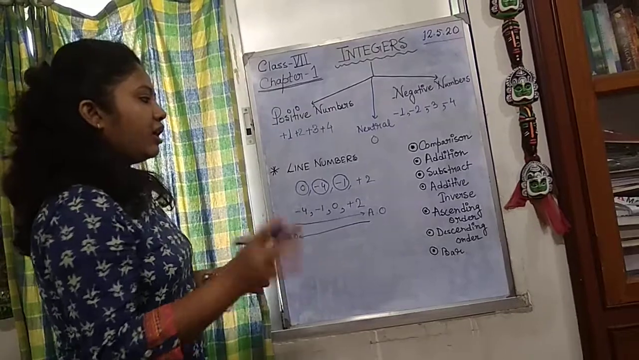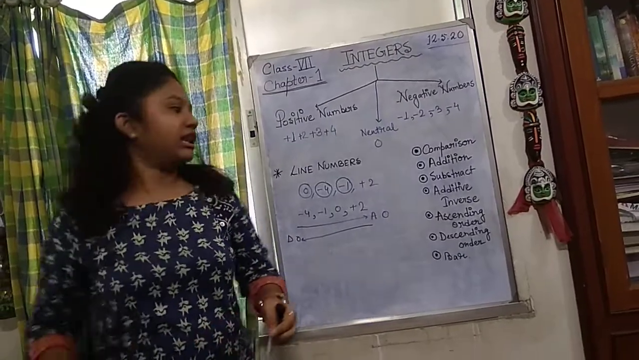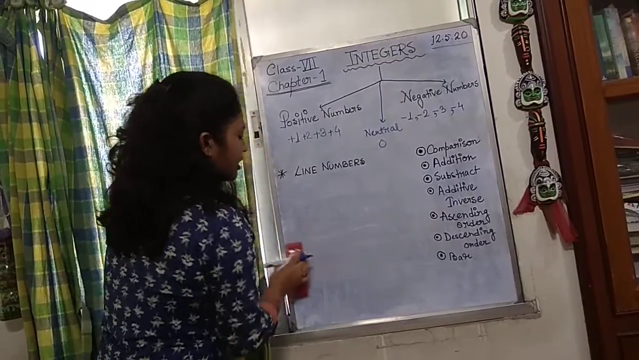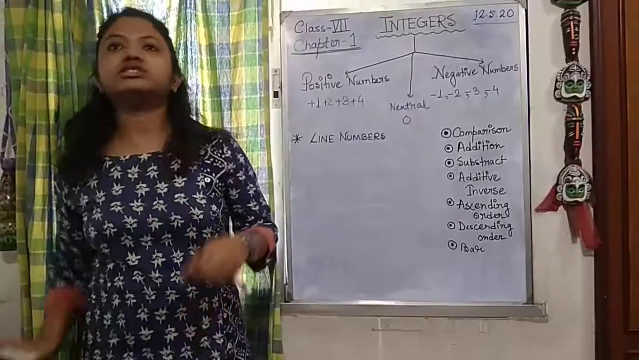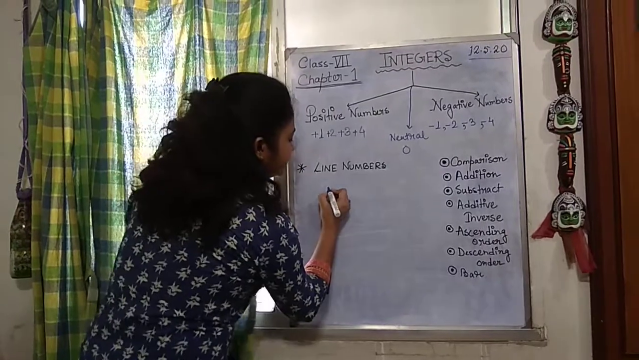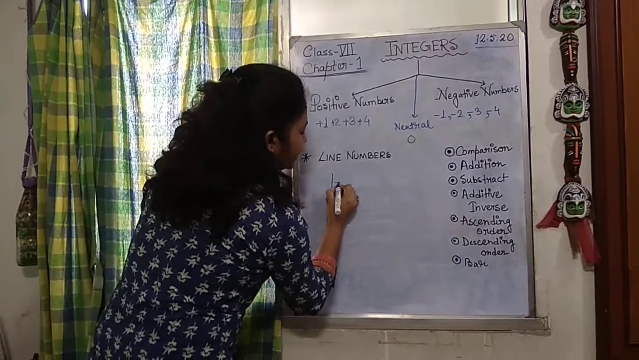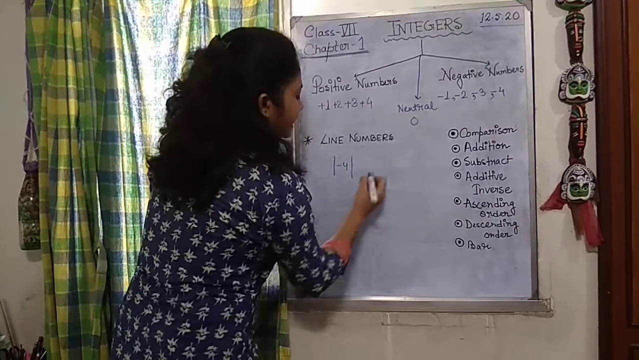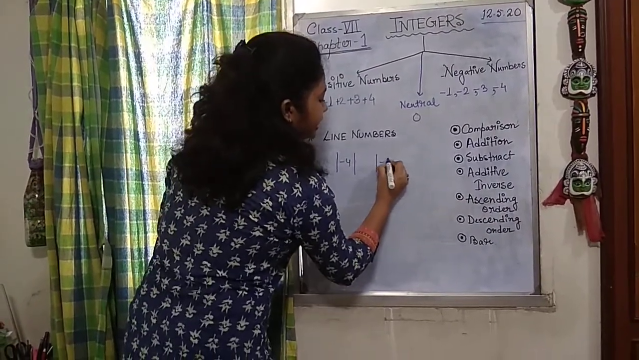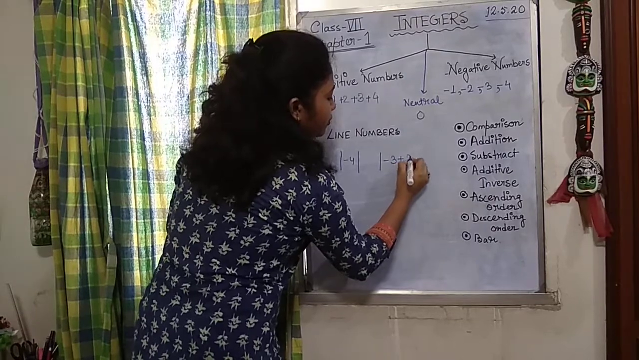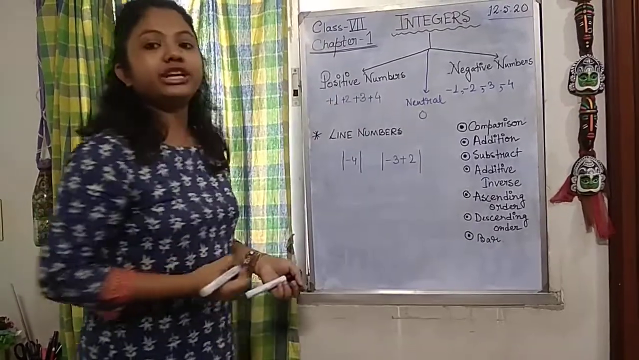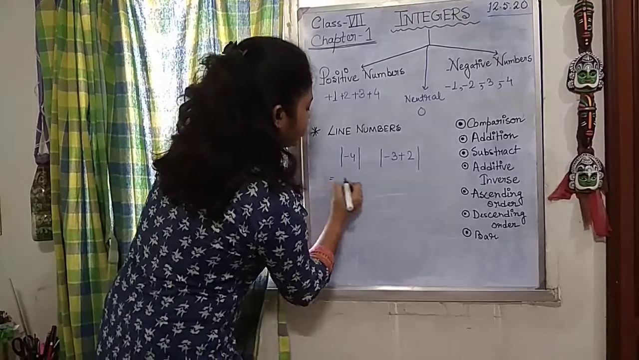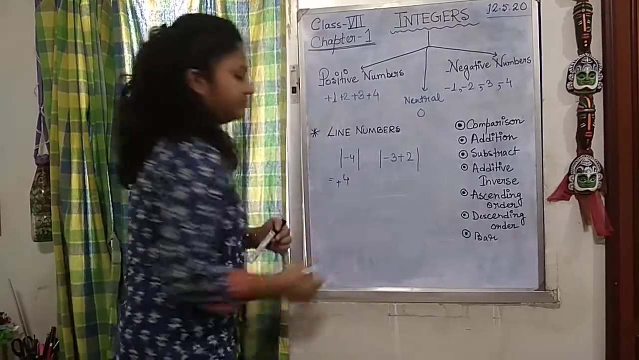Okay. Now one more last thing is how to deal with the bars. There will be some sums which will contain bars like this: -4 within the bar. Then comes -3 +2 within the bar. How do we deal with these numbers? When we take out the bar, it always becomes the positive number.